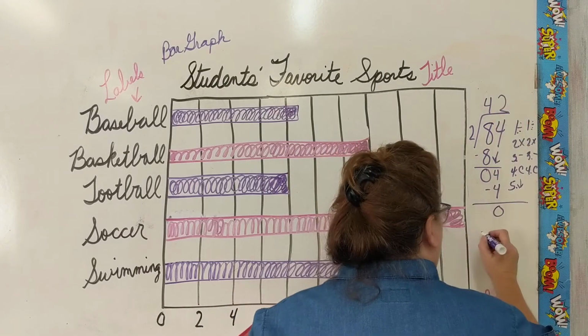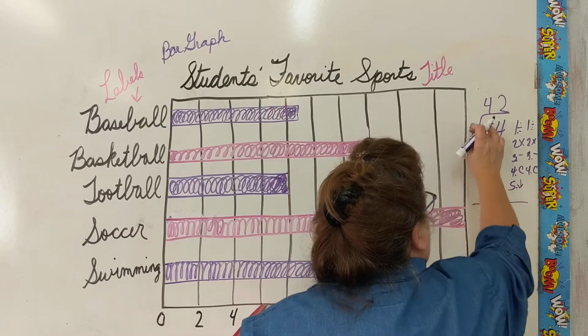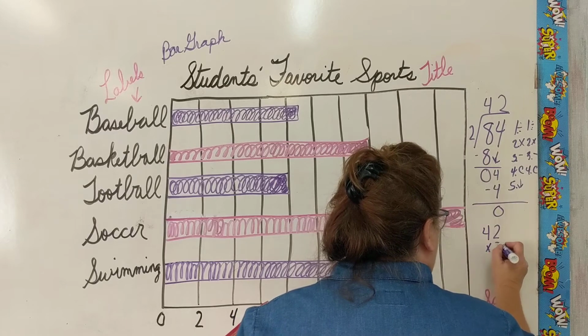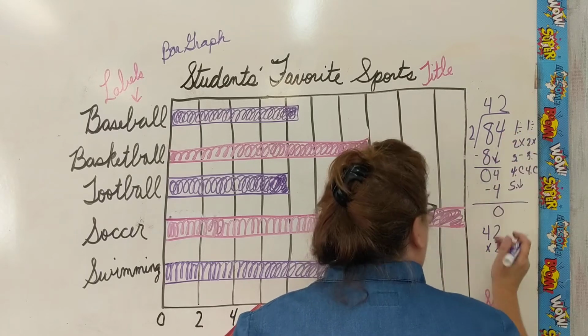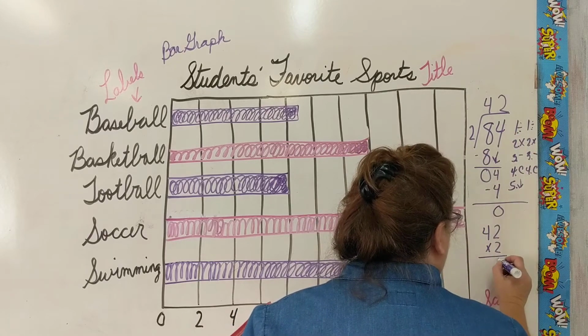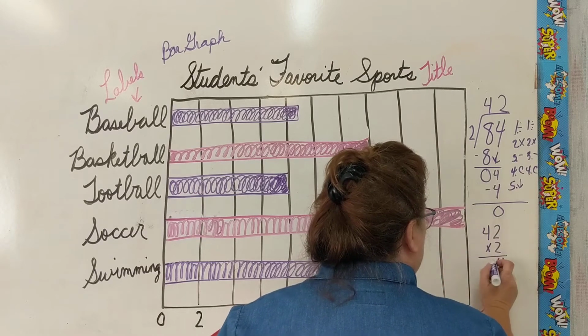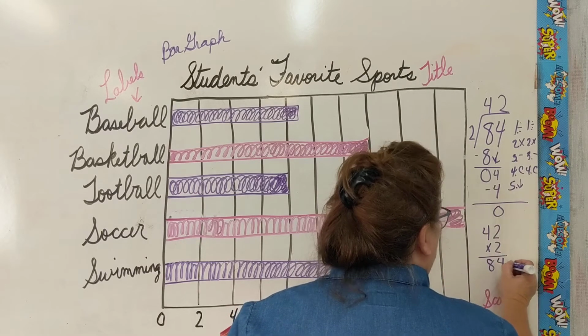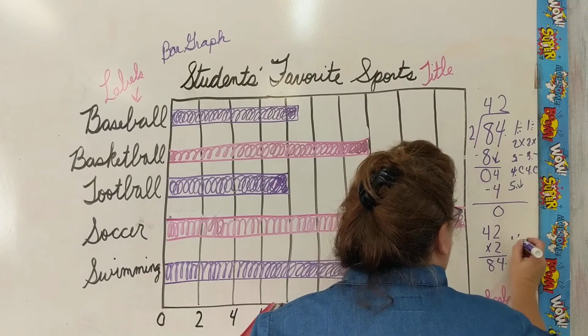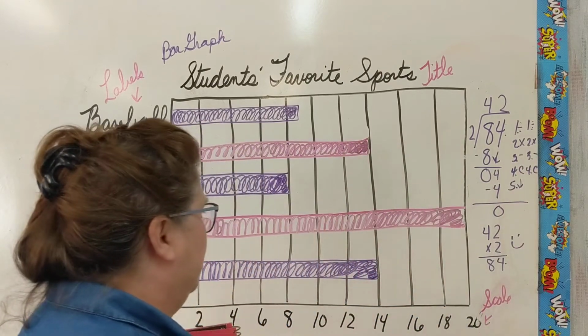We multiply our quotient, 42, times our divisor 2, and that should equal our dividend. 2 times 2 is 4. 4 times 2 is 8. We have 84 and we have 84. So we are good. Okay?